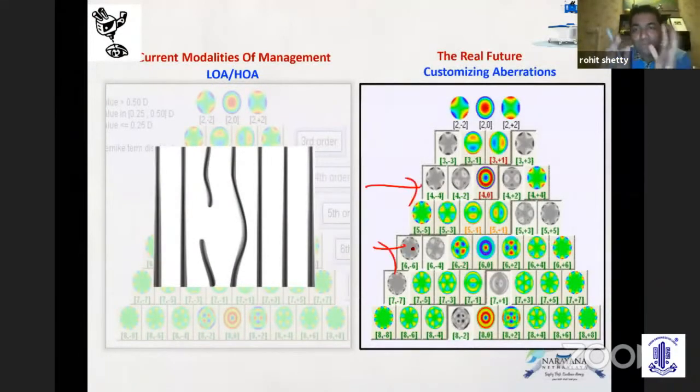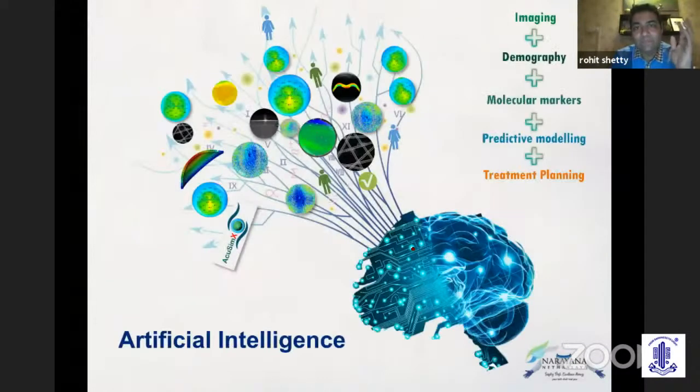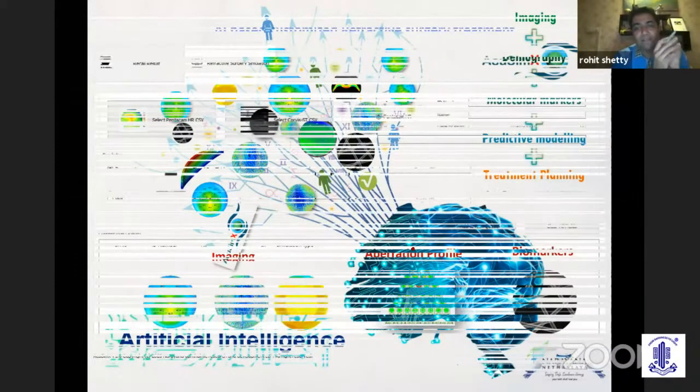You can knock off only the ones you need and keep the ones you don't need to treat. And this, I think, would be the real future of customization. And this is something we just launched now.